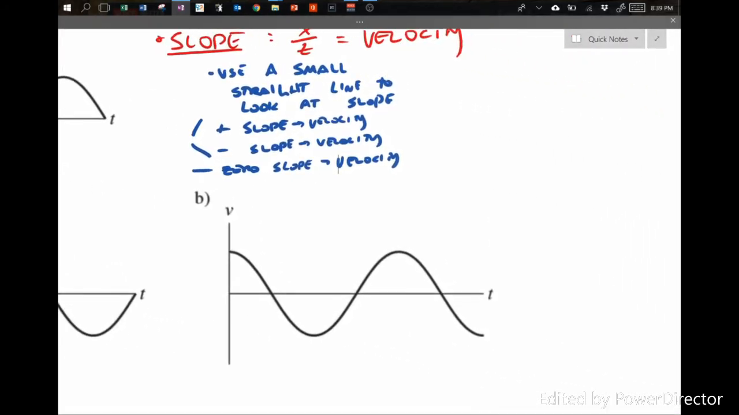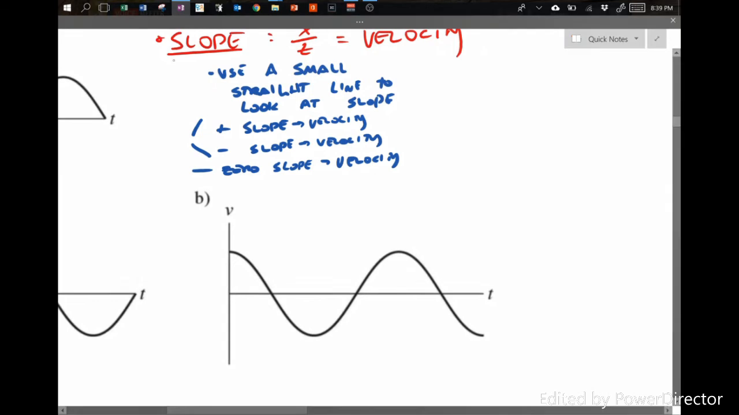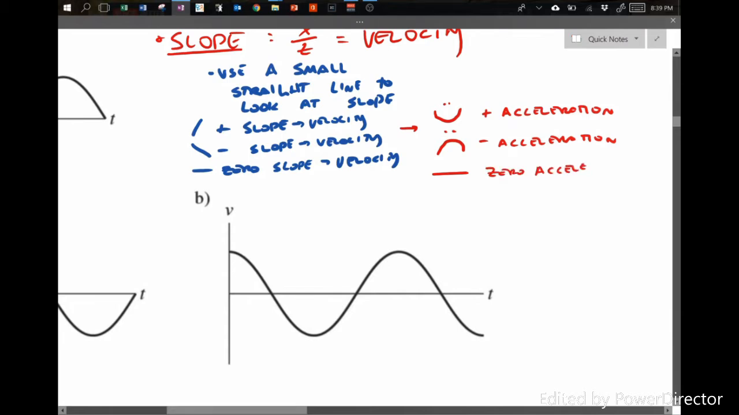Another thing that's useful to keep in mind when we're looking at position versus time graphs, this is kind of a bonus. Any shape like this is positive acceleration. Any shape like this is negative acceleration. And any shape like this is 0 acceleration. That's kind of helpful.